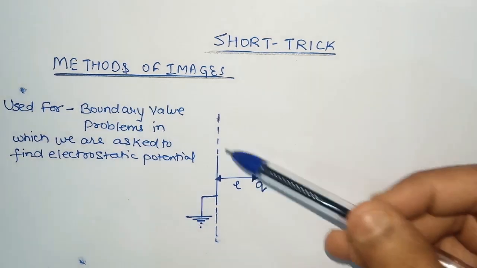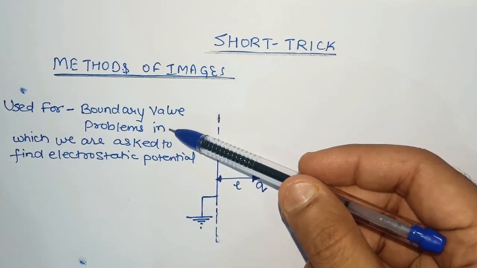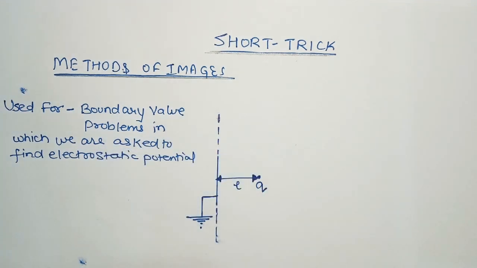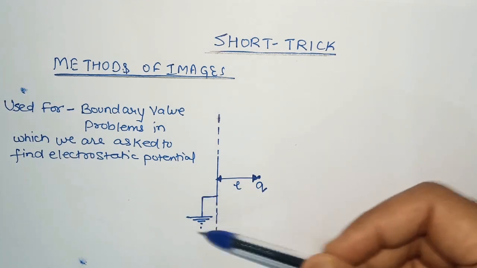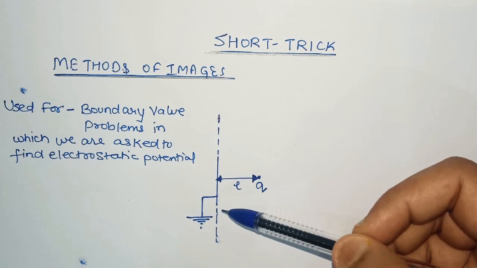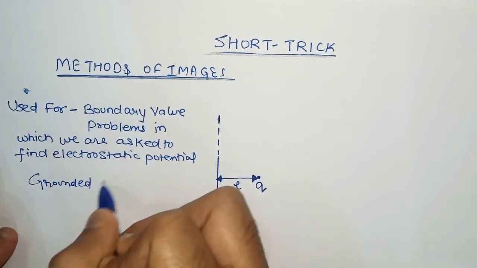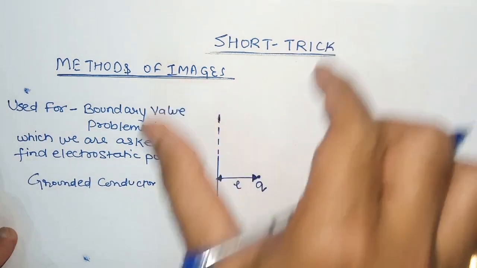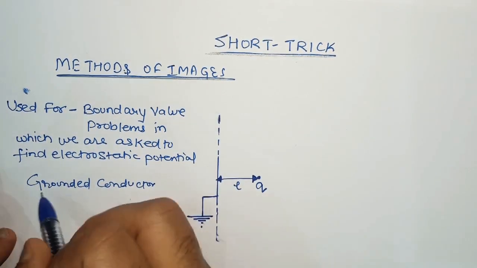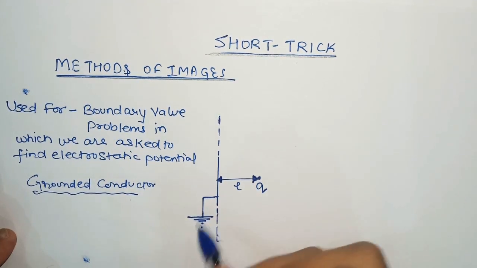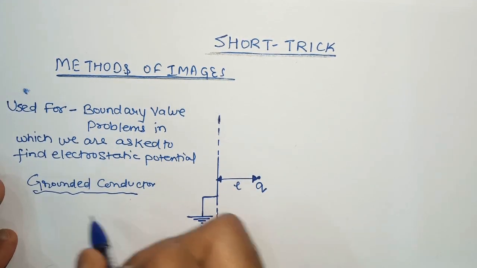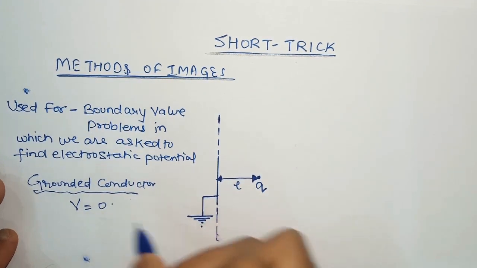Yes students, this is the diagram, and this is used for boundary value problems in which we are asked to find the electrostatic potential which results from a given charge configuration. Here these are the grounded conductors. What is the meaning of grounded conductor? This trick is applicable for grounded conductors, such as an infinitely long wire that is grounded. The meaning of a grounded conductor is that the electrostatic potential must be equal to 0.